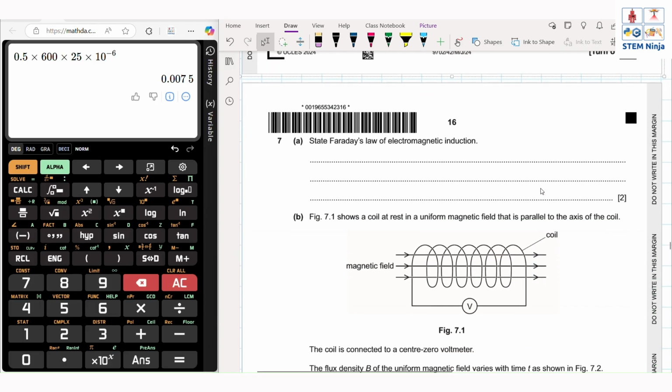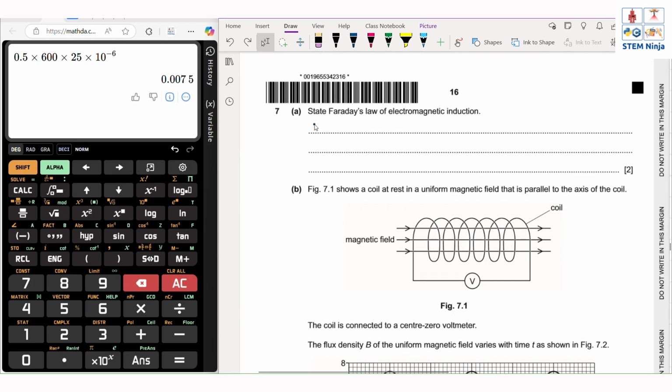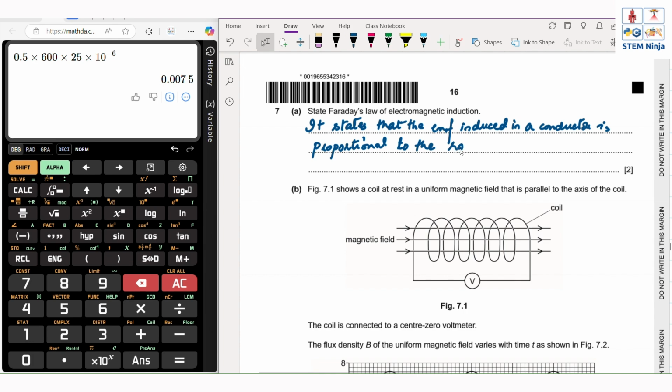All right. State Faraday's law of electromagnetic induction. You can say it states that the EMF induced in a conductor is proportional to the rate of change of magnetic flux linkage.